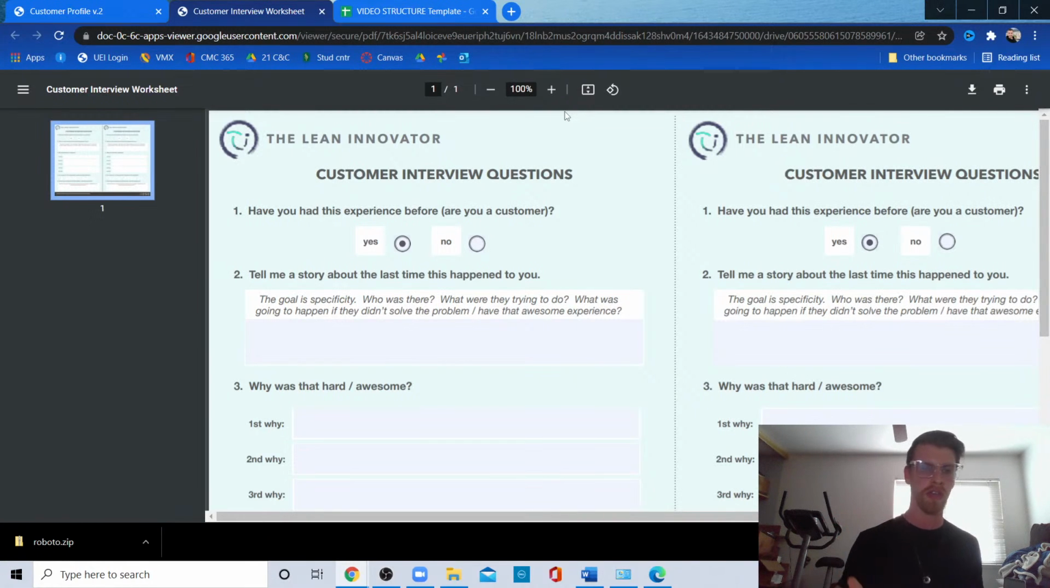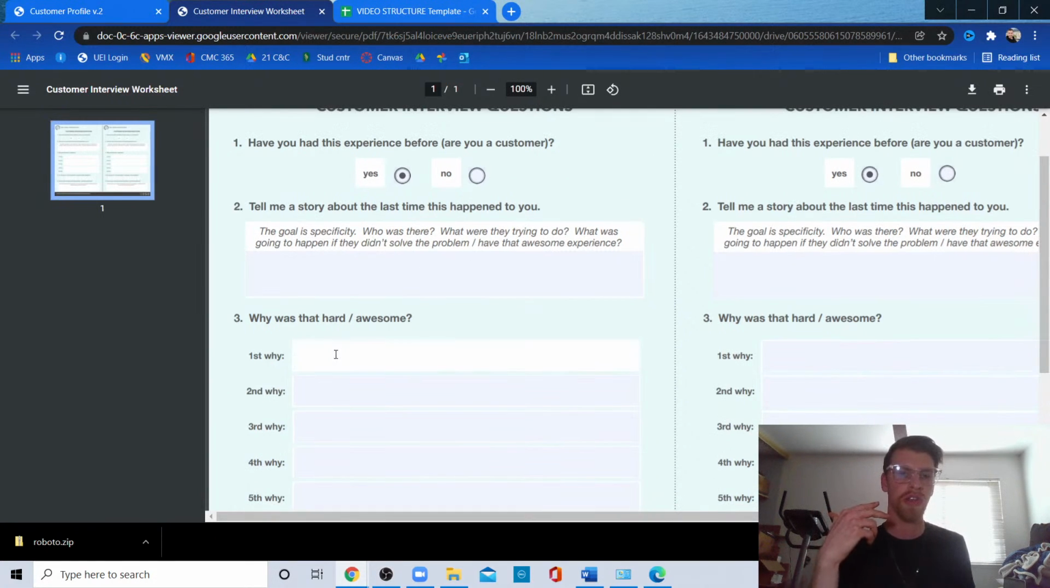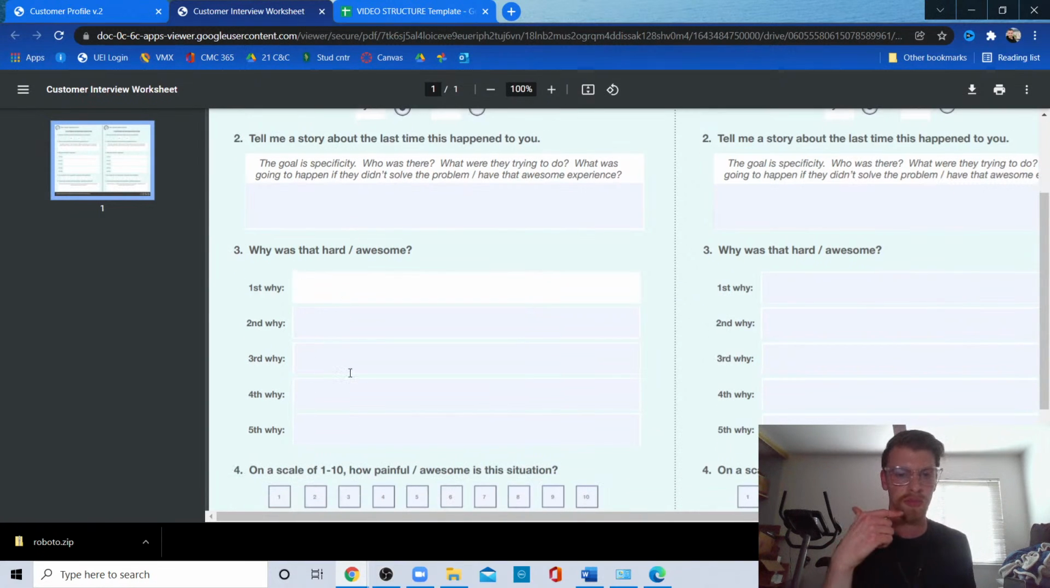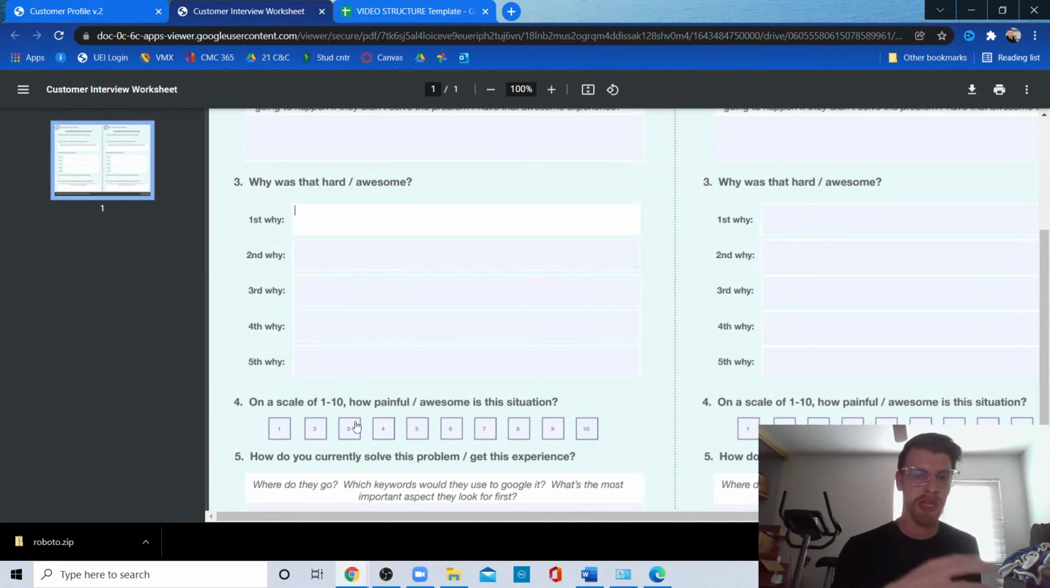And the goal here is specificity of what were they doing, what were they trying, who were they around, and then if it worked or if it didn't, it's asking, hey, why did that work, or what did you like about that, or why didn't that work, why was that hard, and asking why 5 times, and then asking on a scale from 1 to 10 how painful or awesome, in this case, how did that work for you? Did it work really well? Was it effective? Did it actually create the change inside of you that you were looking for? And then just on that scale, circle that.